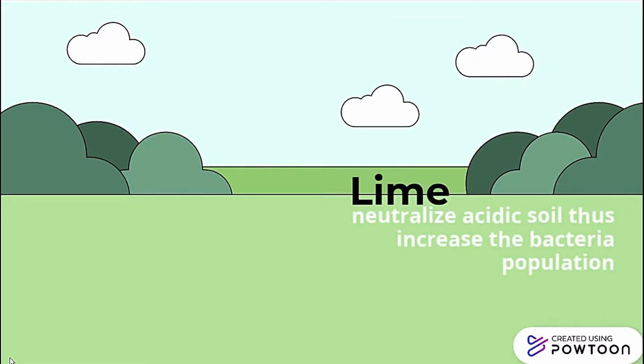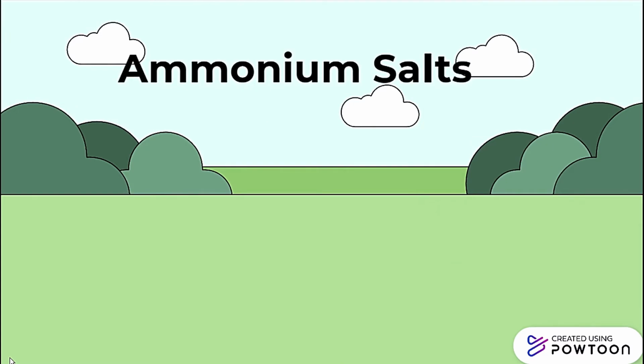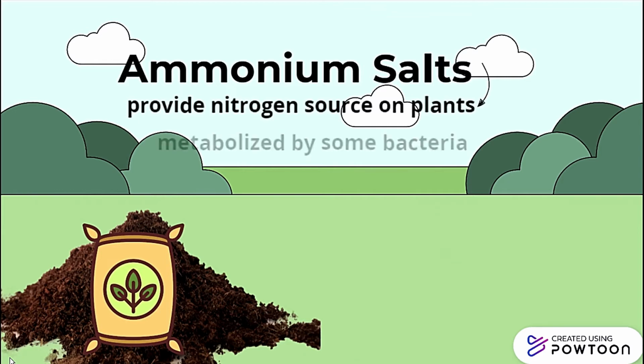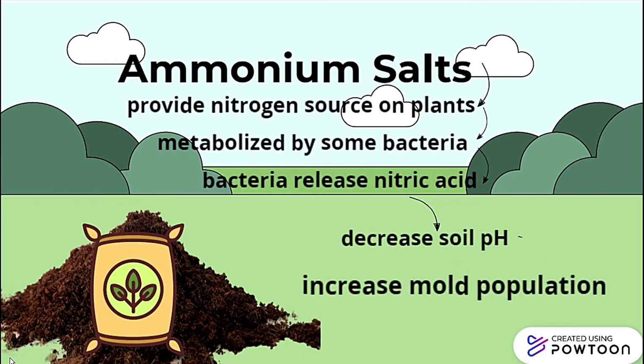In addition, lime can neutralize acidic soil, thus increasing the bacteria population. Fertilizer, which contains ammonium salts, provides a nitrogen source for plants. When nitrogen is metabolized by some bacteria, the bacteria release nitric acid, which decreases soil pH and increases the mold population.